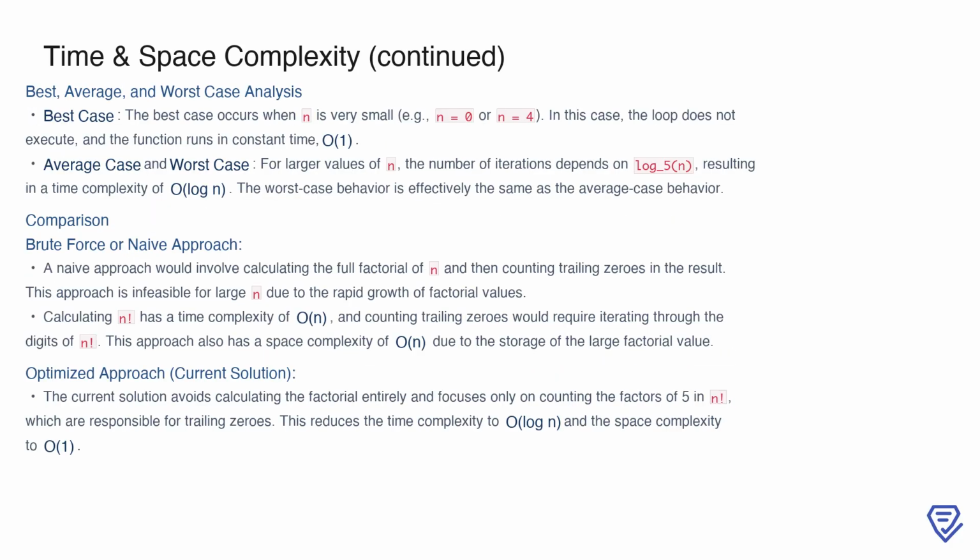Now, let's analyze the best, average, and worst cases. The best case occurs when n is very small, such as 0 or 4. In these cases, the loop doesn't execute at all, and the function completes in constant time, O(1). For the average and worst cases, as n grows larger, the number of iterations depends on log_5 n, leading to a time complexity of O(log n). Interestingly, the worst case behavior here is the same as the average case behavior.